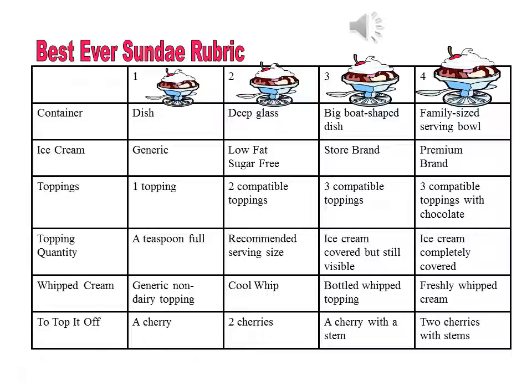So for example, toppings, we'll start right in the middle. To get a 1, you get 1 topping. If you put 2 toppings that are compatible, then you would get 2 points. 3 compatible toppings would give you 3 points, and 3 compatible toppings that include chocolate would give you 4 points.